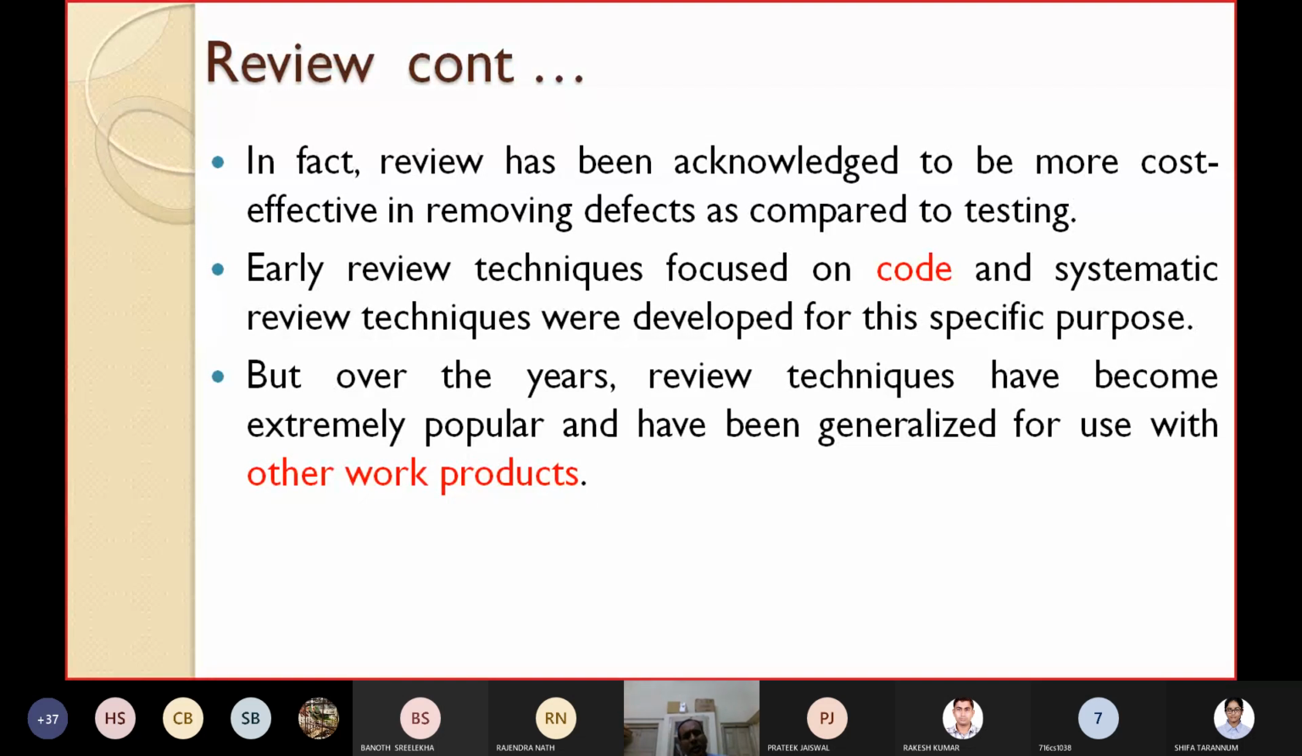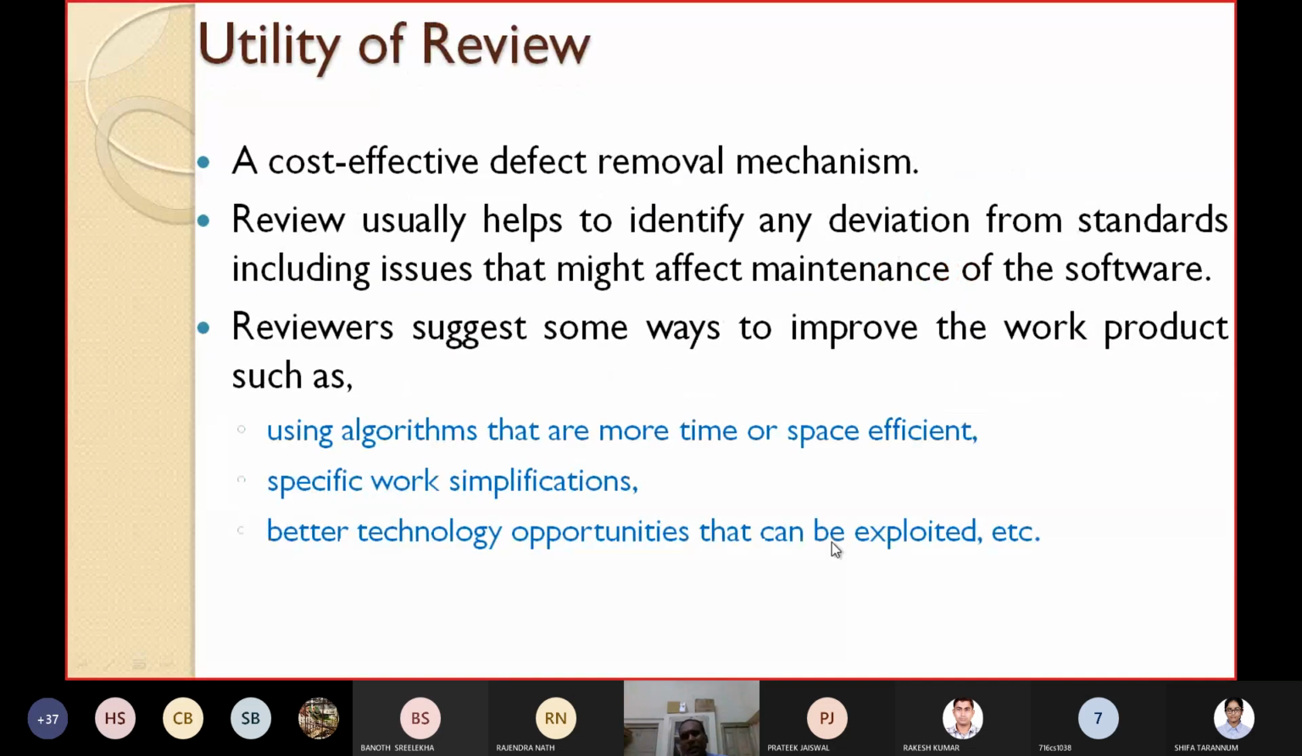What is the utility of review? I have already told you. Review is a cost-effective defect removal mechanism. It helps the project managers to identify any deviation from the standards, including issues that might affect the maintenance of the software. And then it helps improve the work products, the non-executable work products, or even the executable code.